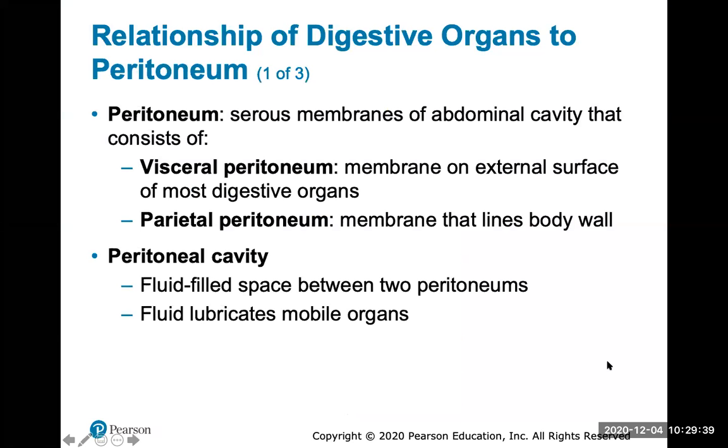So the organization of the digestive system involves the peritoneum, the peritoneal cavity. This is just the relationship of where your organs fall within the peritoneum. The peritoneum is the serous membrane of the abdominal cavity that consists of a visceral and parietal peritoneum. And these are just membrane layers that will either cover the surface of the digestive organs or line the body wall. The peritoneal cavity is the fluid-filled space between the two peritoneums, and the fluid will lubricate the organs that are able to be moved.